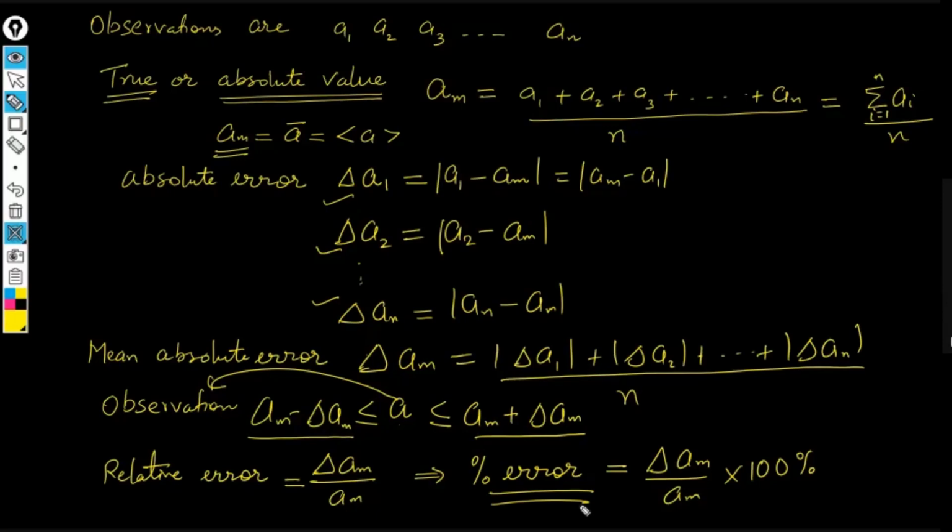Now we will do one question related to this so that it will be clearer to you. I am taking one example from NCERT. Let's say five observations of the measurement of time are given to us.